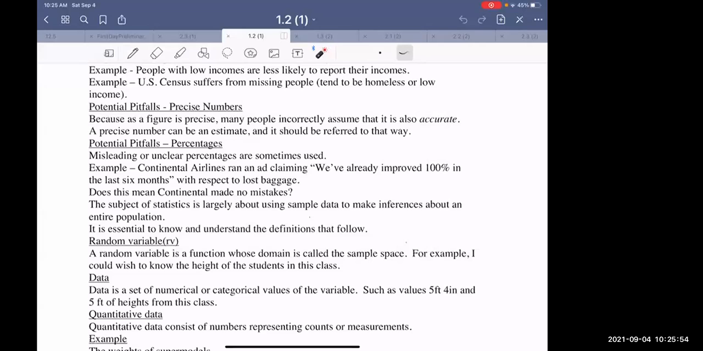Data is a particular instance, a numerical or categorical value of the variable. So say I want to find the height of students in this class. So things like 5 foot 4 inches, 5 feet could be heights for students from this class.